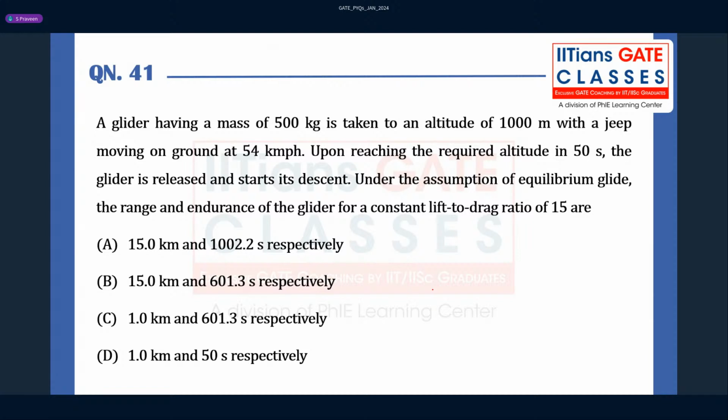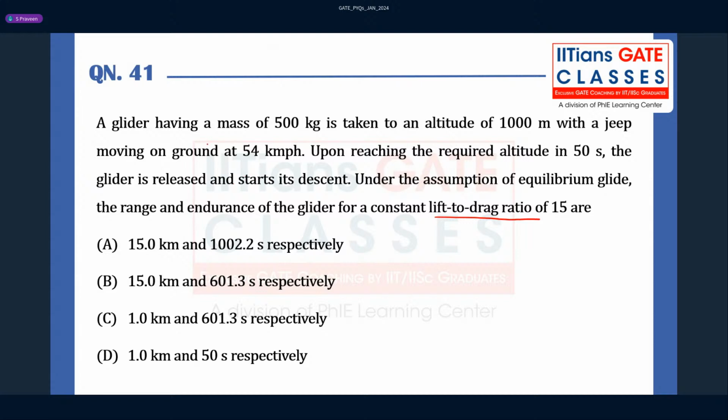A glider having a mass of 500 kg is taken to an altitude of 1000 meter with a jeep moving on ground at 54 kmph. Upon reaching the required altitude in 50 seconds, the glider is released and starts its descent. Under the assumption of equilibrium glide, the range and endurance of the glider for a constant lift to drag ratio of 15 are. There are four options: 15 kilometer and 1002.2 seconds, 15 kilometer and 601.3 seconds, 1 kilometer and 601.3 seconds, 1 kilometer and 50 seconds respectively.